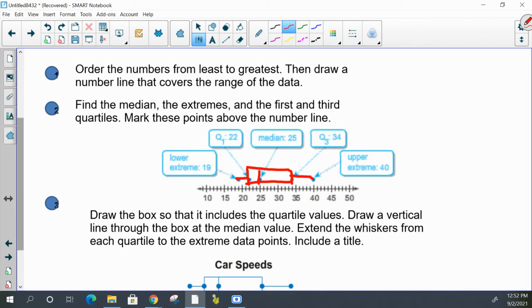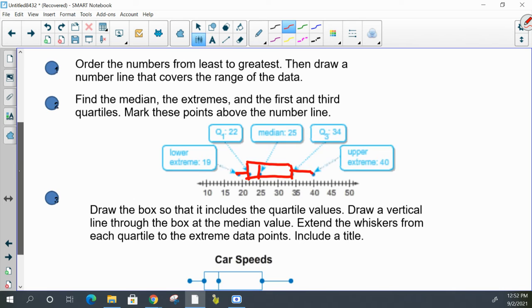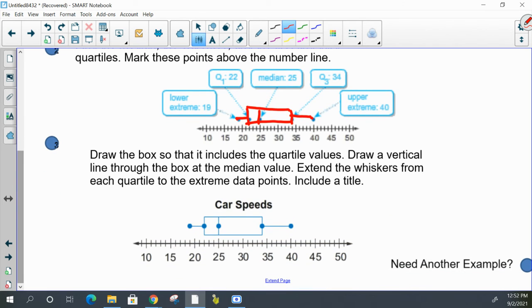Okay. Come down and look at the bottom. They actually did it for you. Does it look like the one you just drew? Yeah. Yours might be a little sloppier because they use a computer to make straight lines, but it's the same. They put the lines to the same spots and the whiskers out to the same spots.